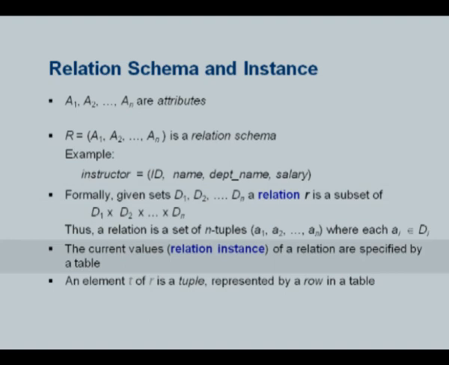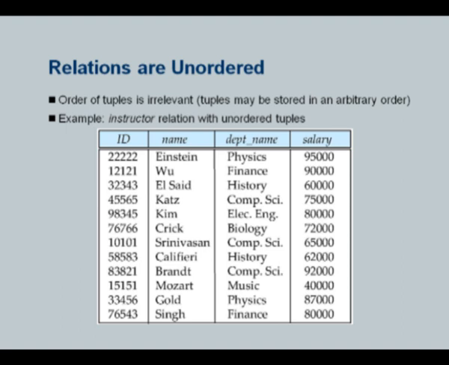The instance is the current value of a relation, what is actually stored in the database. Although the attributes are usually represented in a particular order left to right, the rows of a relation in the relational model and in SQL are by default unordered. So we saw earlier the instructor relation. If you recall, we had sorted it by ID so that it's easier to look up a particular instructor given an ID. But in the model, the order of rows does not have any significance.